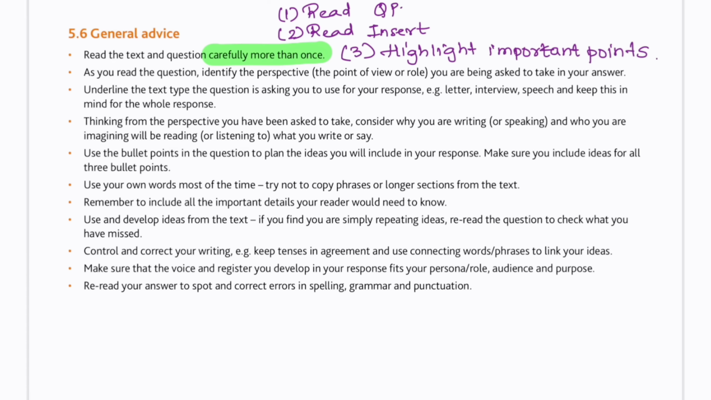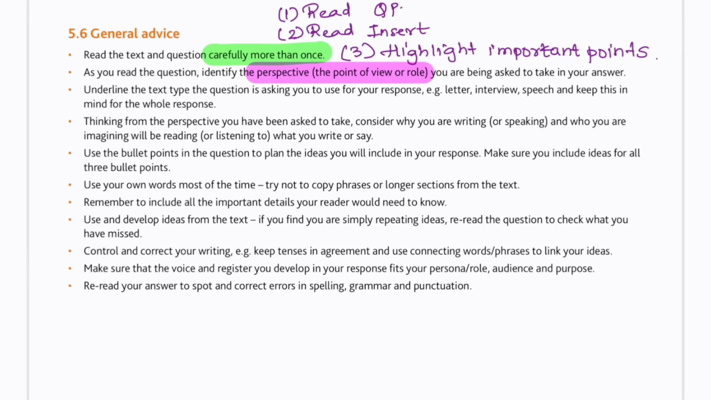As you read the question, identify the perspective, the point of view or role you are being asked to take in your answer. So next important thing, we talked about it already. Perspective is something which is very, very important. You should understand the point of view. So first you have to follow these 3 points I have listed over here.